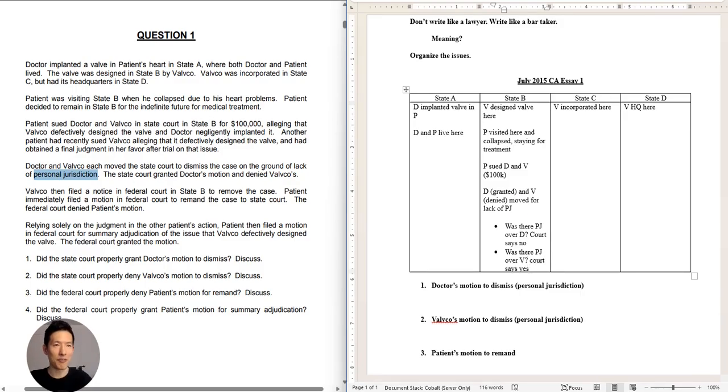So the question here is kind of flipped on its head. If the court has denied the motion for lack of personal jurisdiction, it sounds kind of like a double negative. It means that there was personal jurisdiction over Valveco. So we'll figure that out.